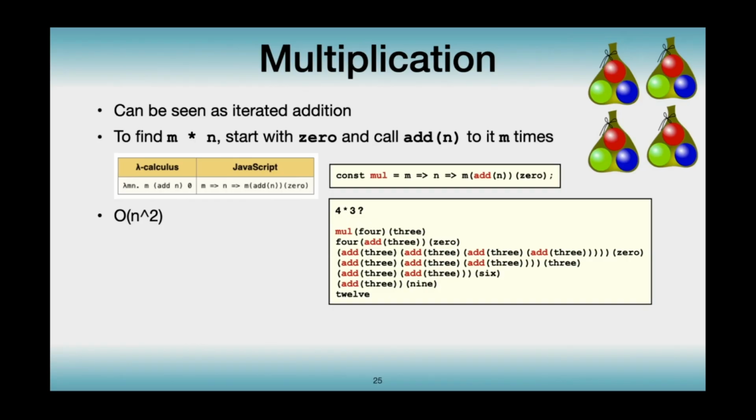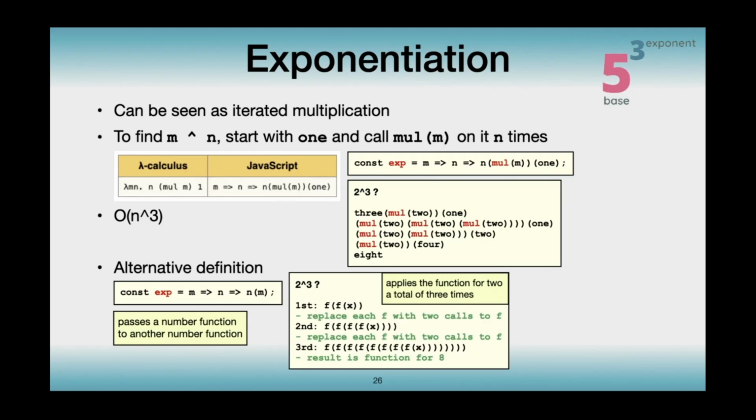And then I start breaking it down one at a time. Adding 3 and 0 gives me 3. Adding 3 and 3 gives me 6. Adding 6 and 3 gives me 9. Adding 3 and 9 gives me 12. Order n squared for multiplication. Again, amazing. How about exponentiation?